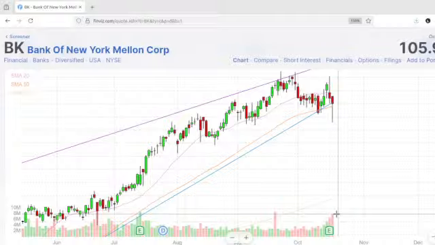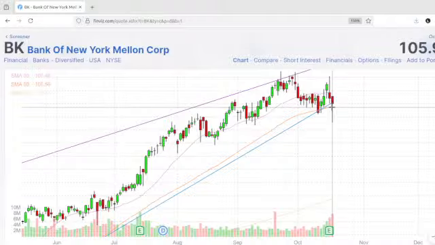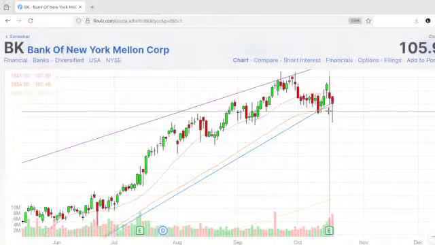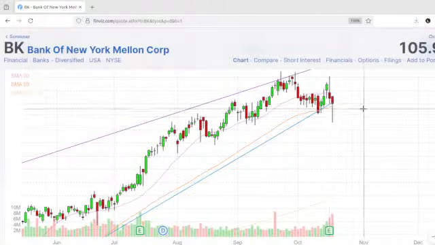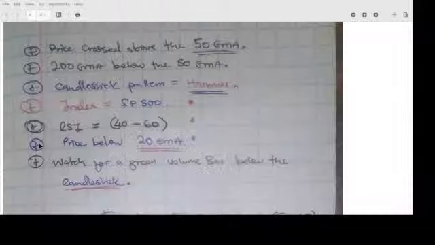Okay, but this is what you want. You want the hammer to touch the 50-day moving average. So sometimes the volume may not be high, like in this case, the volume is low, and it was after the earnings report, but it has found support here. So this is the resistance. This is the 50-day moving average.